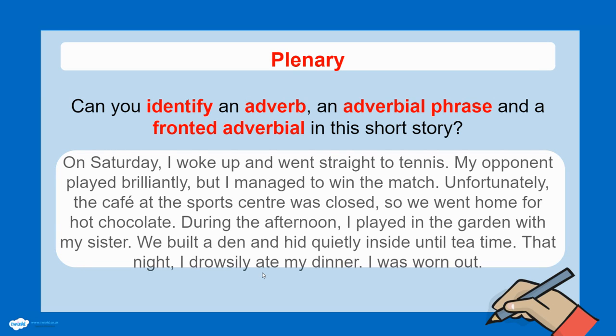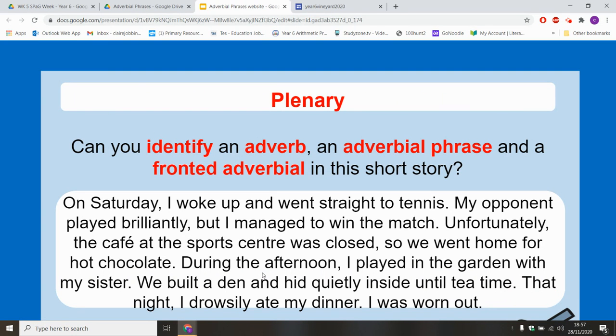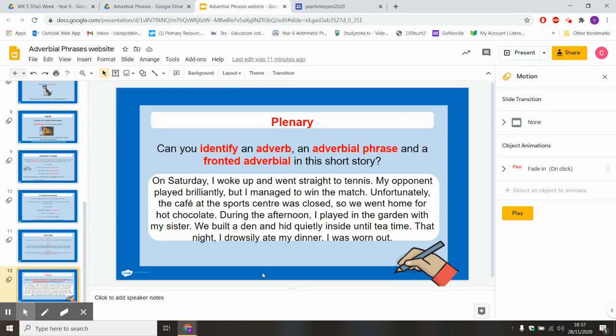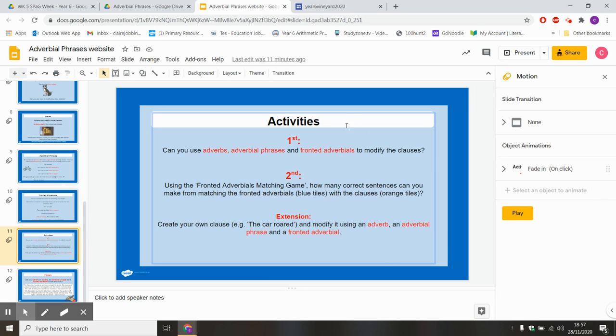Once you've done that, we'd like you to identify as a plenary. Perhaps you'd like to write this out in your neatest handwriting, getting a bit of handwriting practice in. Perhaps you'd like to, or you can print this out, we'd like you to identify the adverbs, the adverbial phrases, and the fronted adverbials in this short story. You could perhaps highlight them or write them in different colours. Good luck.